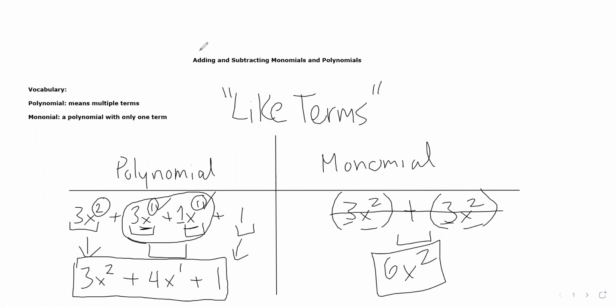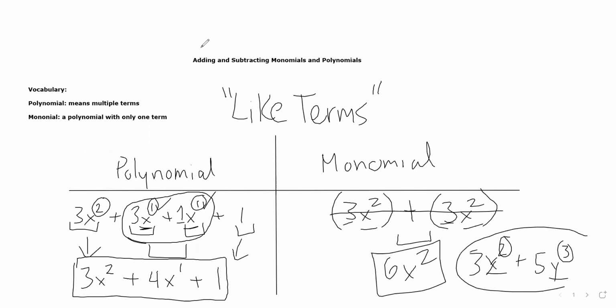Let's say instead of these, I had something like 3x squared plus, I don't know, 5y cubed or something. At this point, I have two monomials and I'm trying to add them, but because they have different powers and also because they have different variables, I'm unable to add them together. Therefore, they're just going to hang out together and they become a polynomial because they're still together.